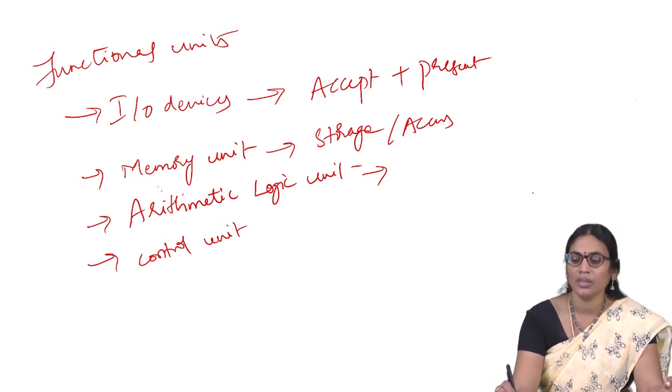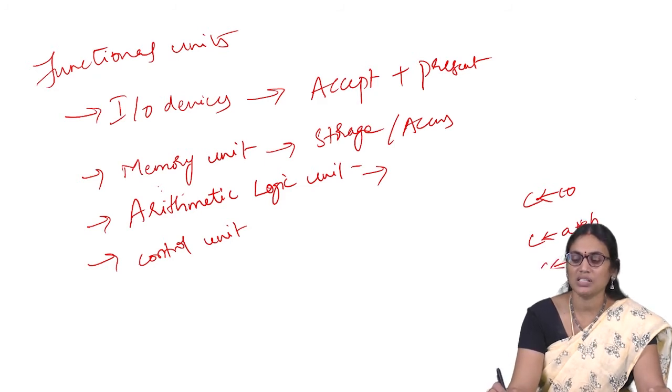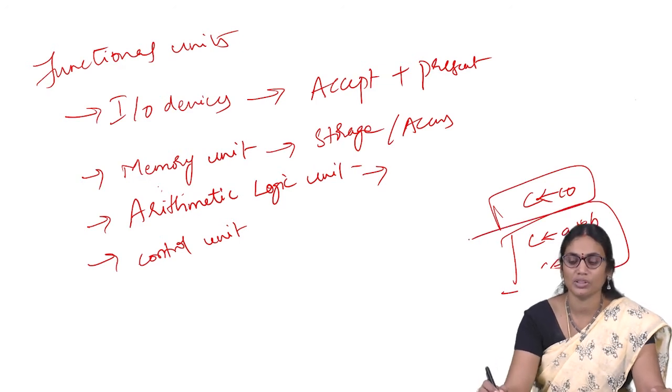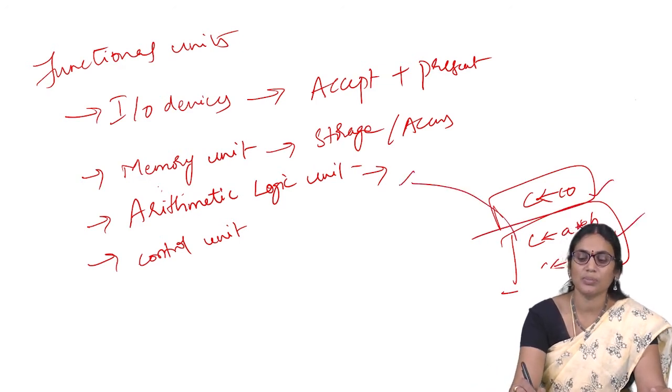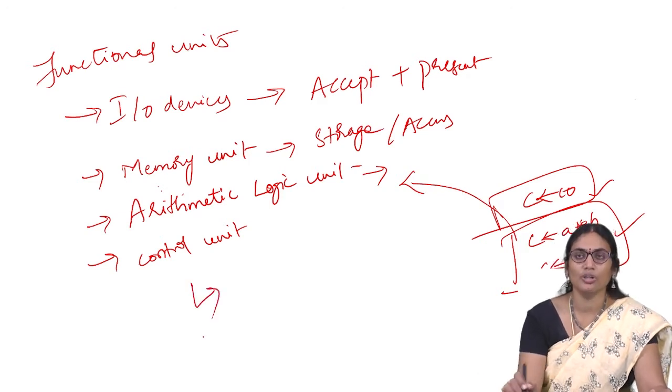For example, I have written C implies 10. I have written C equals A into B. I have written C equals A plus B. So these are arithmetic operations, and this is a transfer operation. All these kinds of operations are performed in the arithmetic logic unit. And the last one is the control unit.